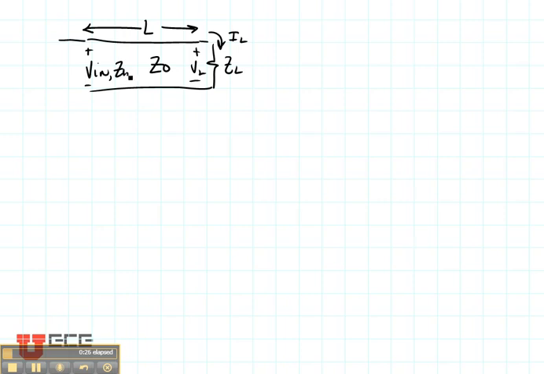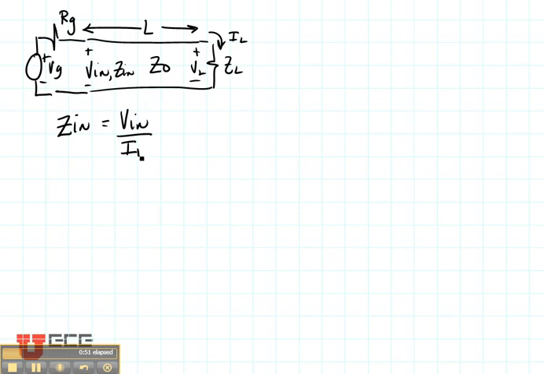It's also where we measure the input impedance, which we're going to be calculating, and then we're going to connect this onto a generator that has a resistance of Rg and a voltage of Vg. So there's our transmission line connected onto the generator on the front end. And if we wanted to know what Zin is, Zin is going to be Vin divided by Iin. Here's Iin right there.